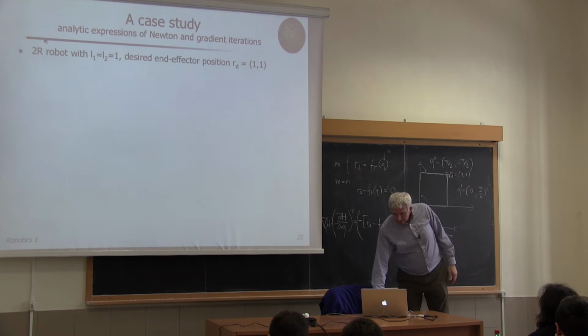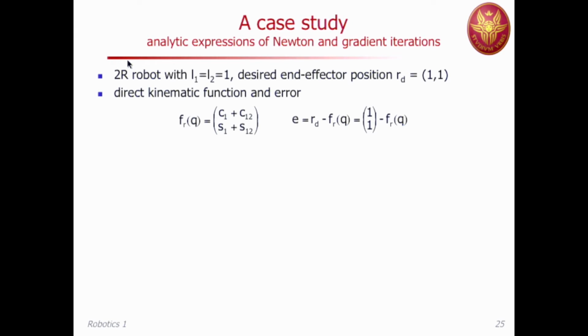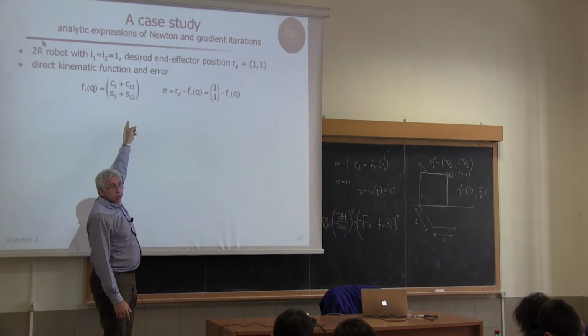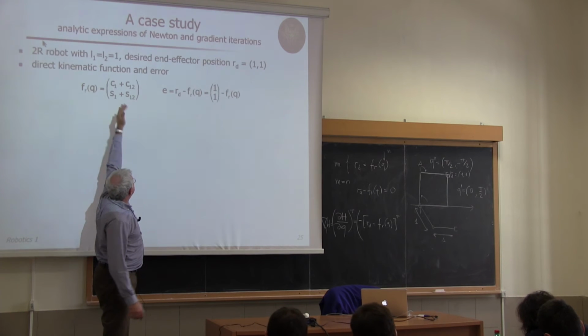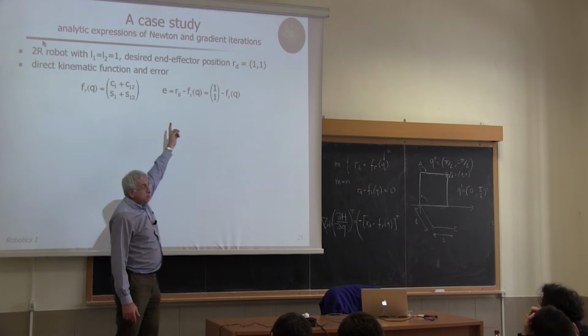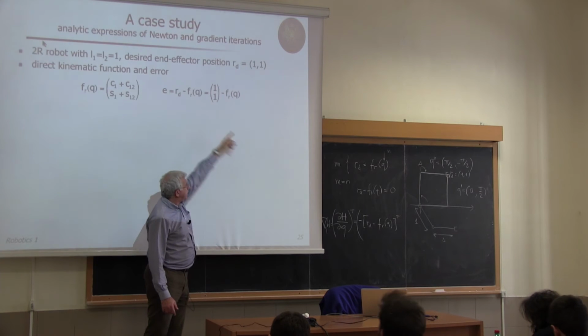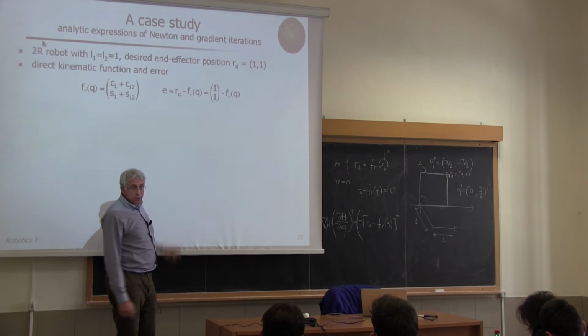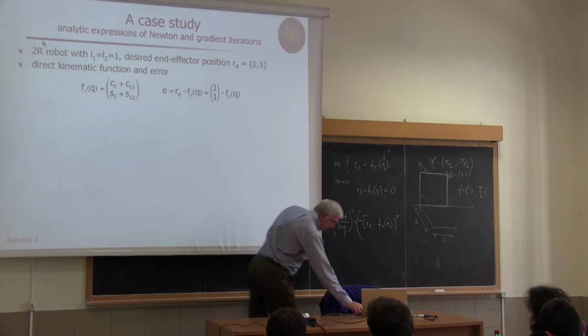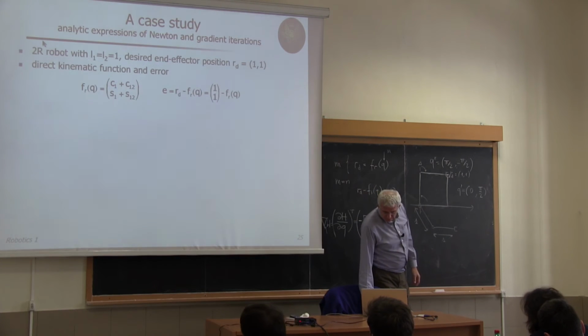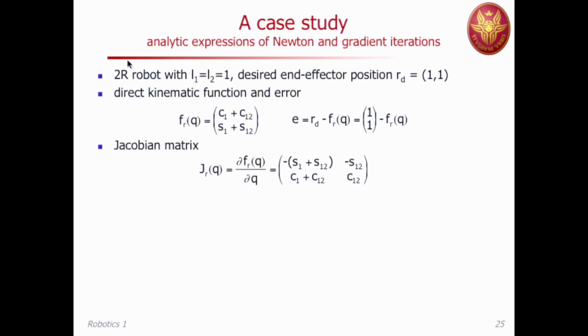Okay? But still, we may not wish to look at this graphical case, so remember, you have to write down the direct kinematics, which is this one. L1 is equal to 1, L2 is equal to 1, so this is the direct kinematics for the x and the y coordinates. Then you have to build up the error: desired R minus the direct kinematics, so 1, 1 minus this expression. Okay? And then you have to build the Jacobian. The Jacobian is the partial derivative of the vector function with respect to Q1 and Q2.